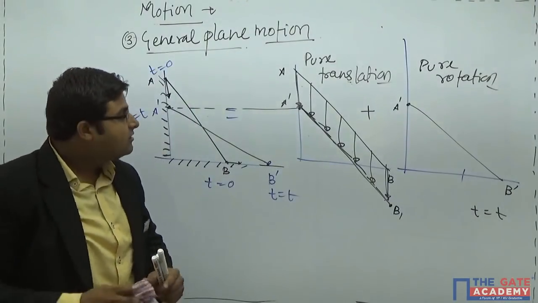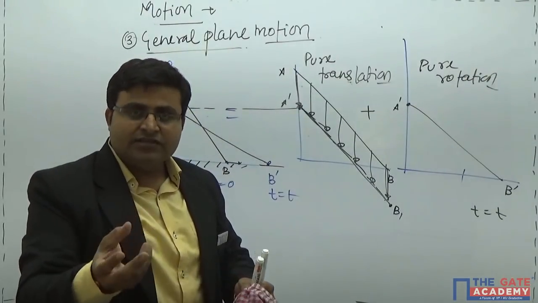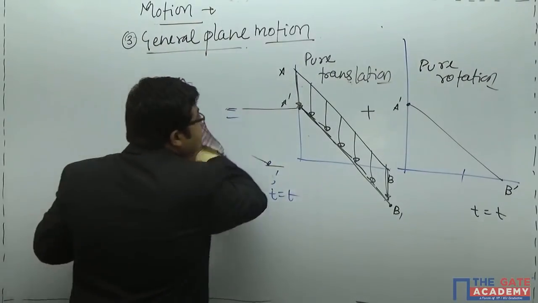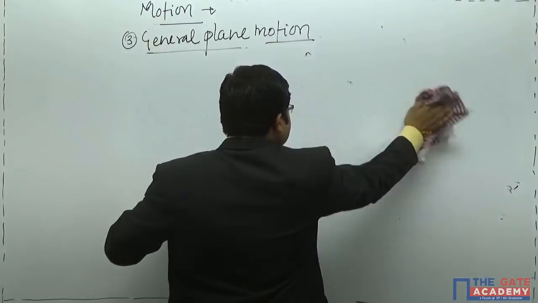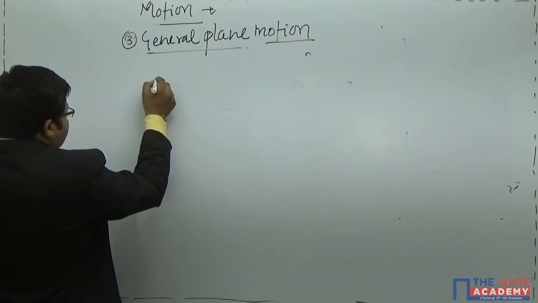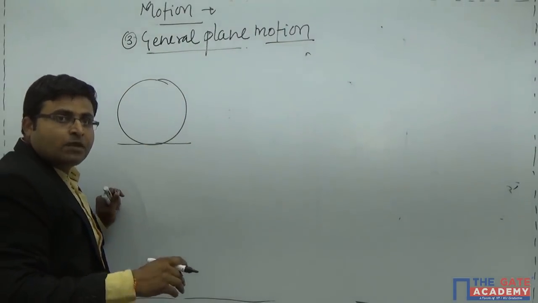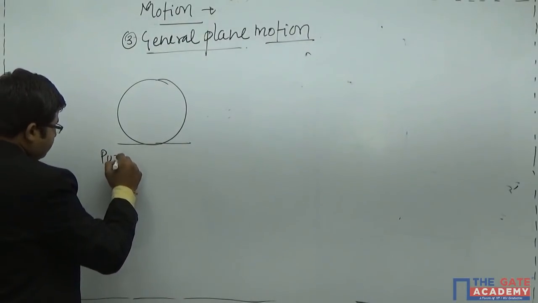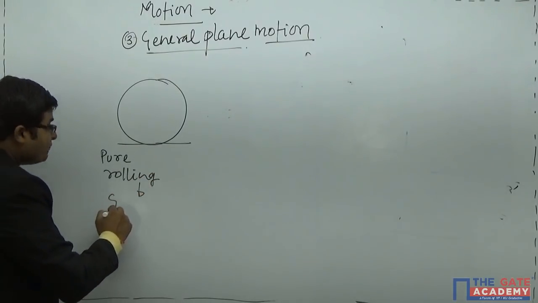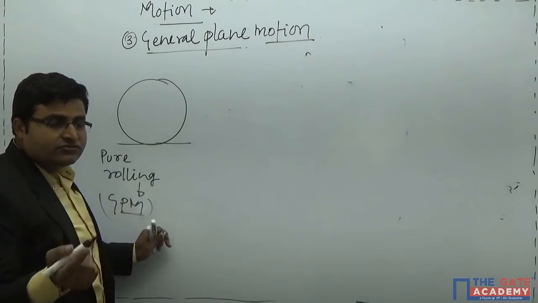And what is that? Have you seen a disc rolling? A disc rolling along a floor. How that disc rolls along a floor, I'll show you. Suppose there is a disc and it is under pure rolling. And this is the example of this general plane motion. Pure rolling is an example of general plane motion.